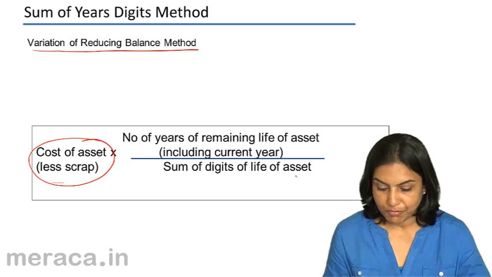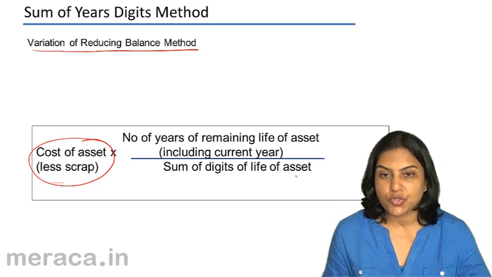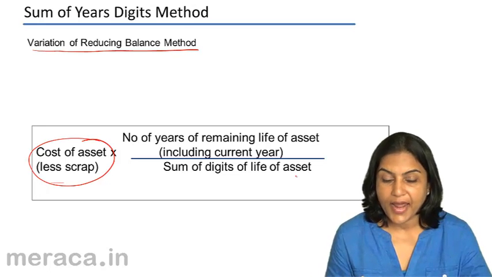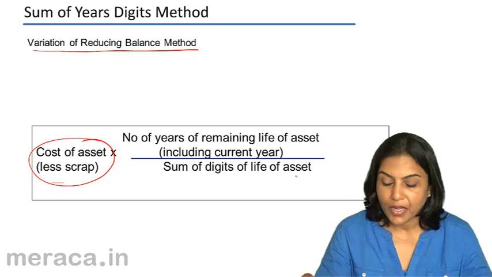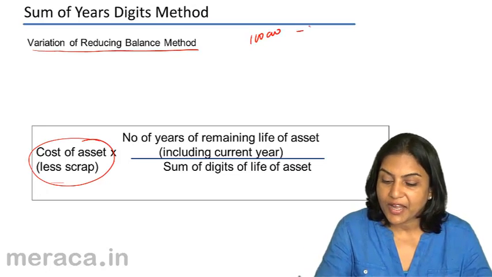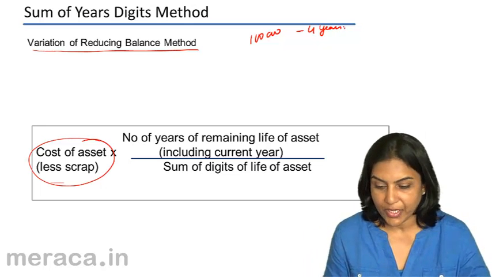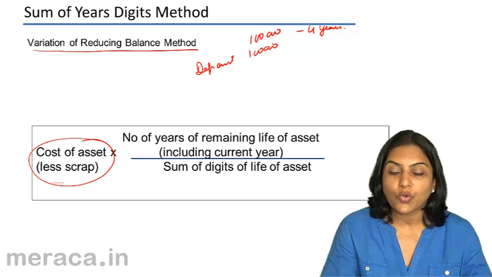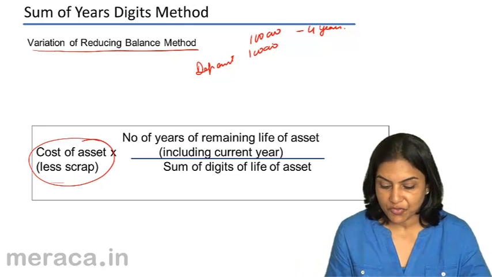Now what does this mean? Suppose we take an item of machinery costing 1 lakh with a life of 4 years and no scrap value. Then the total depreciable amount is 1 lakh. What would be the depreciation in the first year?